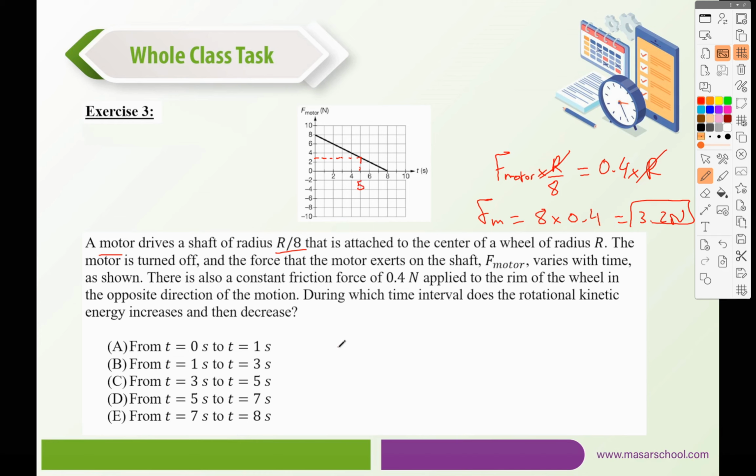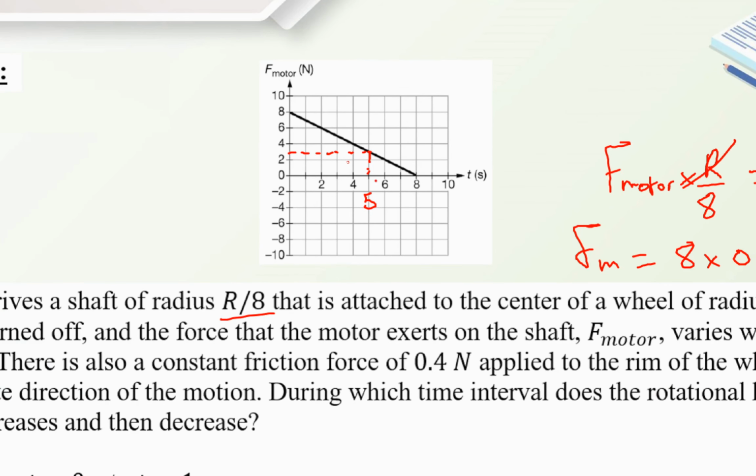So previously, the torque produced by the motor was greater than that. After that, the torque produced by friction would be greater than that of the motor, which means the rotational speed of the disc will start to decrease. So after 5 seconds, there will be a decrease. If you look at the question carefully, they're asking during which time interval the rotational kinetic energy increases and then decreases. That would be C, because for sure from 3 to 5, there will be an increase. After that, directly we have a decrease.